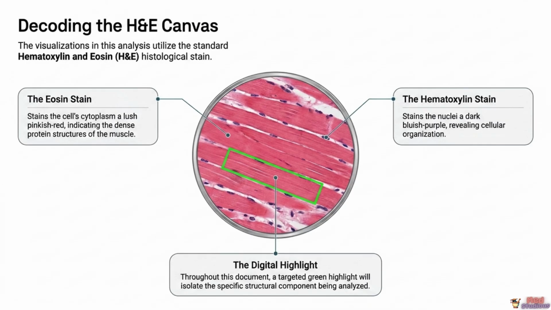The hematoxylin acts as the basic dye. It forcefully binds to acidic structures, specifically the DNA-rich chromatin inside the cell. Therefore, the nuclei will stain a dark, highly visible bluish purple, which is crucial for tracking cellular organization. To make this learning process as clear as possible, throughout our visual document, we will use a targeted digital green highlight to distinctly isolate and identify the specific microscopic structural components we are discussing. Let's start looking at the tissue.